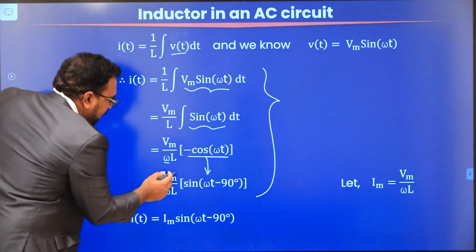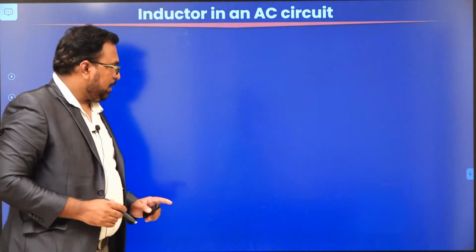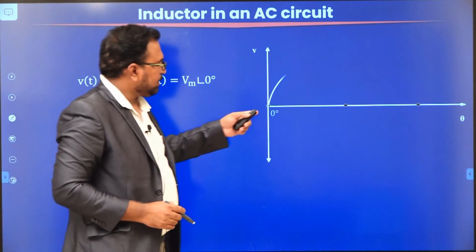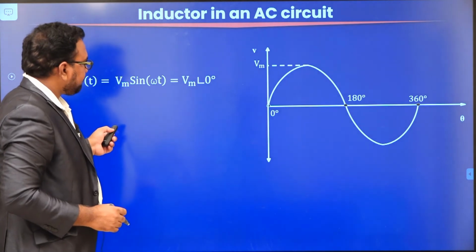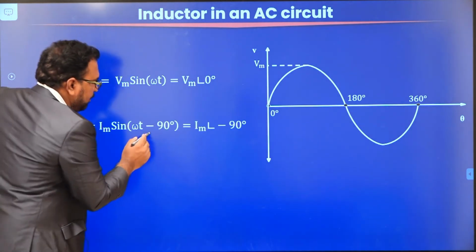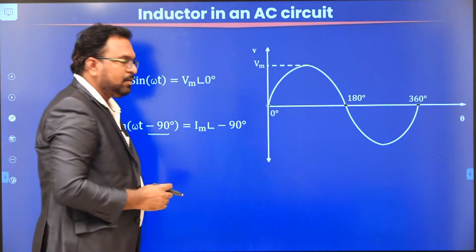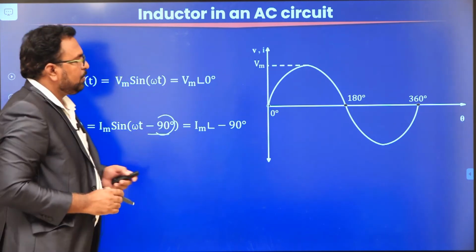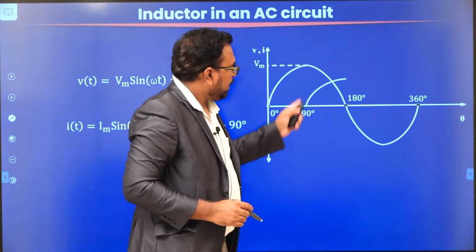And in this expression we have considered Vm by omega L as Im. And graphically, we represented the voltage waveform like this. It starts from 0 degrees. But what about the current? The current will lag the voltage. That means after the voltage the current will start. At what value? At 90 degrees. So the current waveform will start at 90 degrees after the voltage waveform, and it will go on.